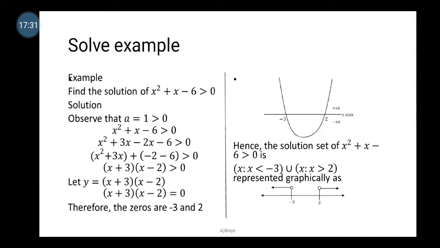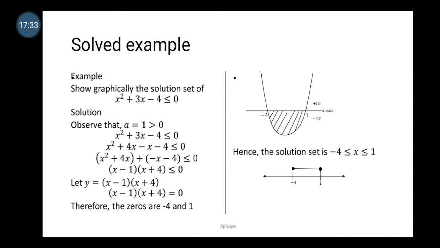Okay, example 2. Show graphically the solution set of x squared plus 3x minus 4 less than or equal to 0. That is, when you plot the graph, we want the region where your graph is negative, because we said less than or equal to 0. We want the region where the graph is negative. Okay, so the usual method, you factorize the quadratic inequality. Get the zeros of the quadratic inequality.